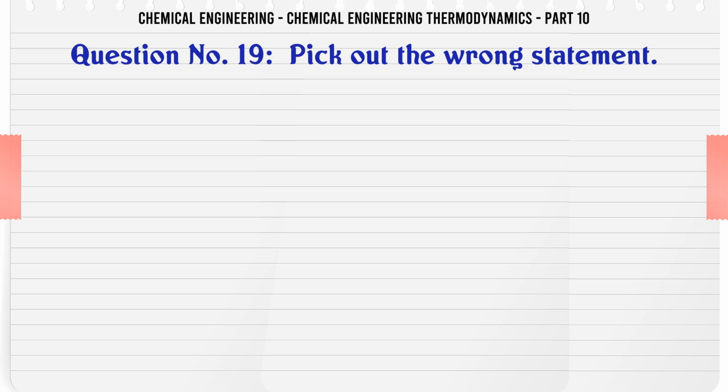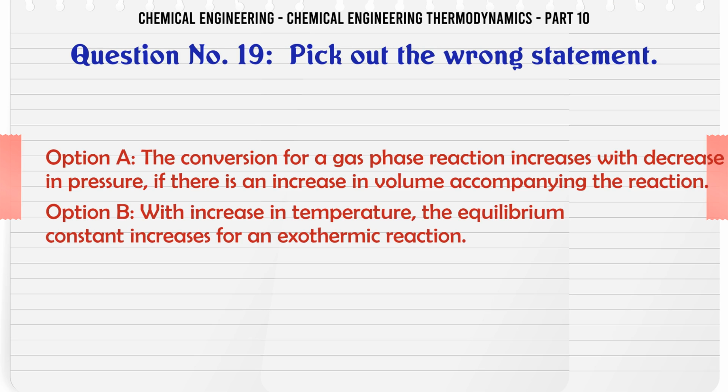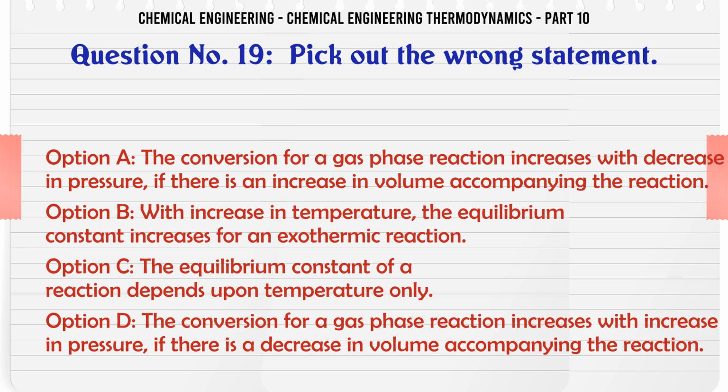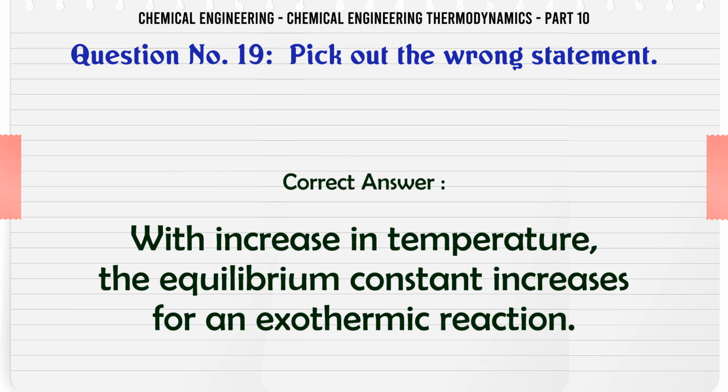Pick out the wrong statement. A. The conversion for a gas phase reaction increases with decrease in pressure if there is an increase in volume accompanying the reaction. B. With increase in temperature, the equilibrium constant increases for an exothermic reaction. C. The equilibrium constant of a reaction depends upon temperature only. D. The conversion for a gas phase reaction increases with increase in pressure if there is a decrease in volume accompanying the reaction. The correct answer is with increase in temperature the equilibrium constant increases for an exothermic reaction.